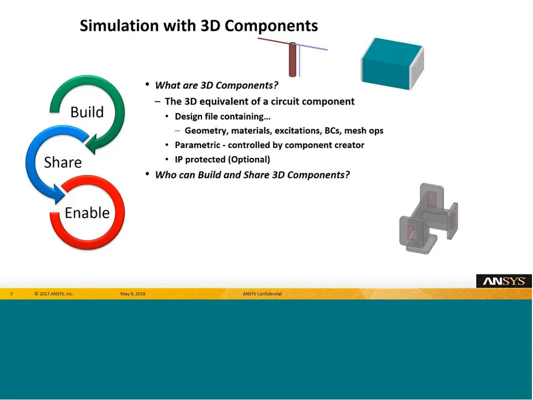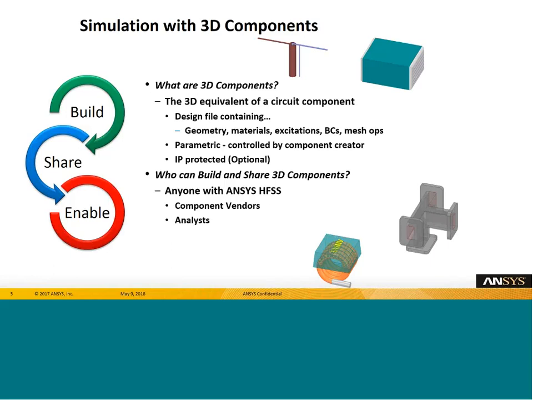Now, who can build and share these 3D components? Well, anybody who has ANSYS HFSS has this capability, has this technology. There's no additional licenses or products to acquire from ANSYS. Essentially the way it would work is you have your component created in ANSYS. It's parameterized. There's a command you go to where you say, I'm going to create a 3D component that is encapsulated into a particular design file, and you can share that design file with any end user. It could be someone inside your own company, a colleague, or it could be an outside entity like a partner or a customer or a vendor.